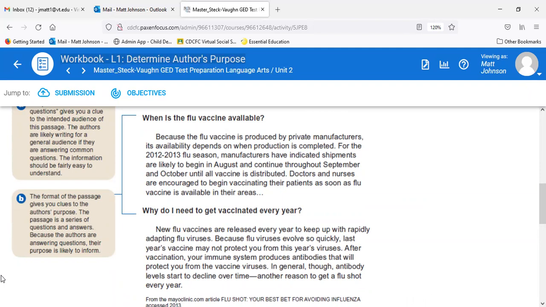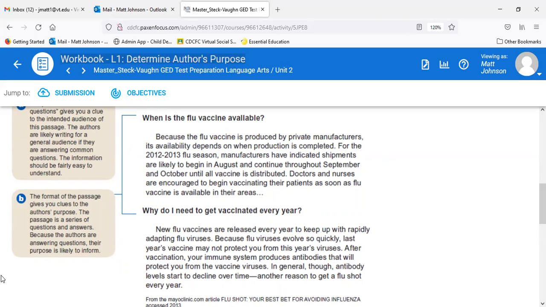Because the flu vaccine is produced by private manufacturers, its availability depends on when production is completed. For the 2012-2013 flu season, manufacturers have indicated shipments are likely to begin in August and continue throughout September and October until all vaccine is distributed. Doctors and nurses are encouraged to begin vaccinating their patients as soon as flu vaccine is available in their areas.